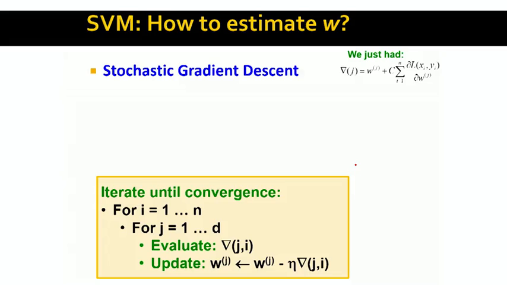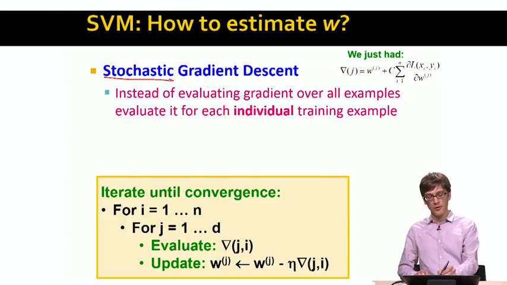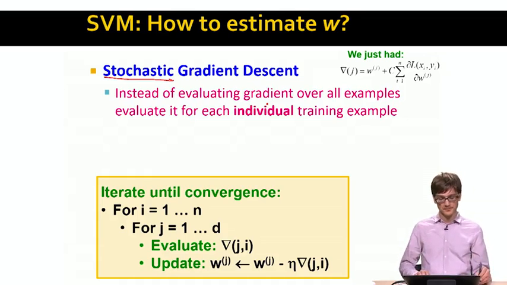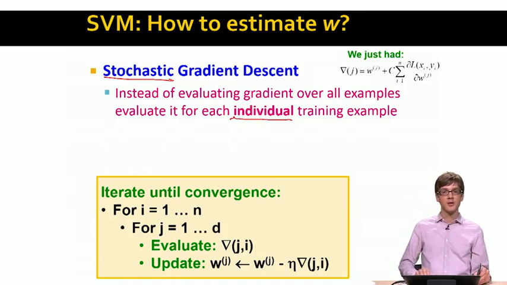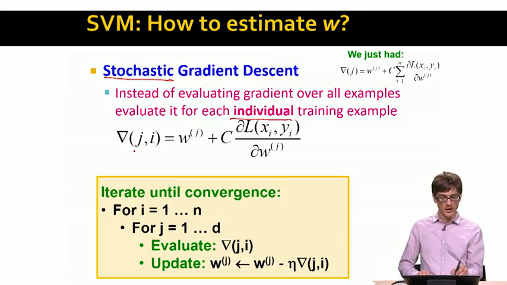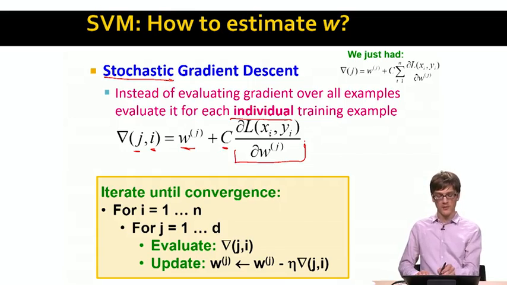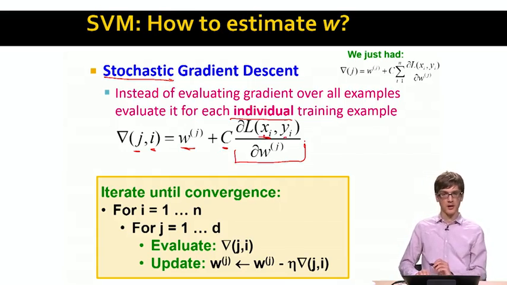So our next question will be, how do we speed up this method? In order to speed up this method, we will use what is called stochastic gradient descent. Before, we were just talking about gradient descent, or what is also known as batch gradient descent. Now we will use the idea of stochastic gradient descent. The idea here is that instead of evaluating the gradient over all the examples in our data set, we will simply evaluate the gradient at each individual example. So the gradient for coordinate or dimension j and training example i is simply wj plus C times the gradient for that given training example i.